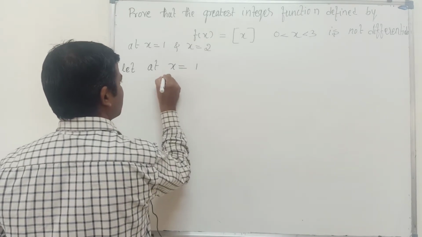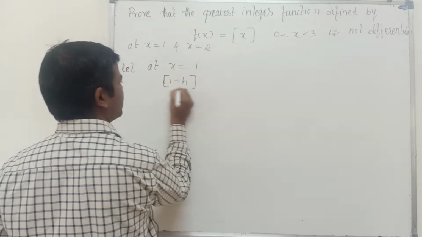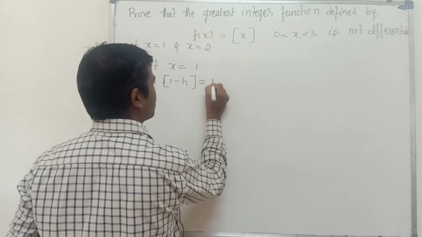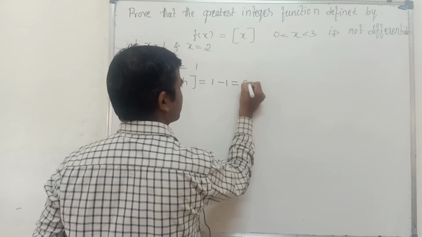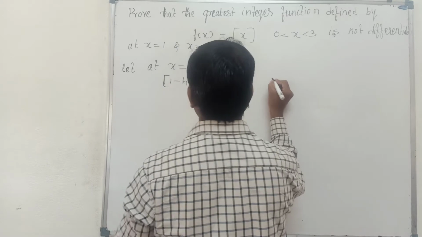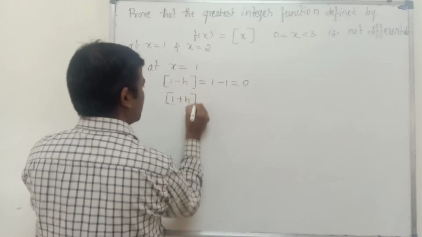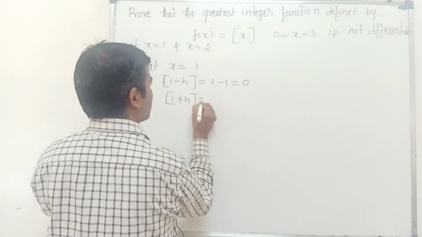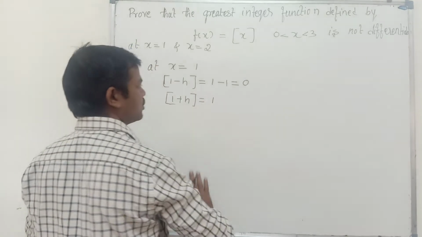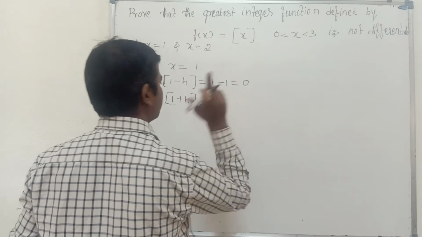left side, that is 1 minus h, we write the greatest integer of 1 minus h, which is equal to 0. Then we come to the right side, 1 plus h. When it is 1 plus h, the greatest integer is 1 only. So the left side is 0 and the right side is 1.